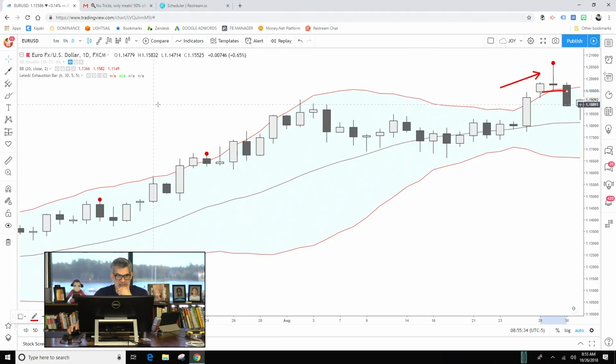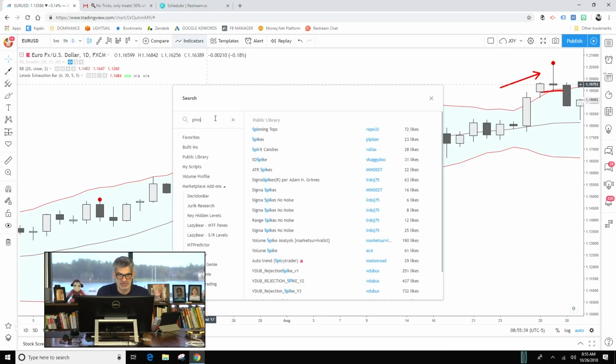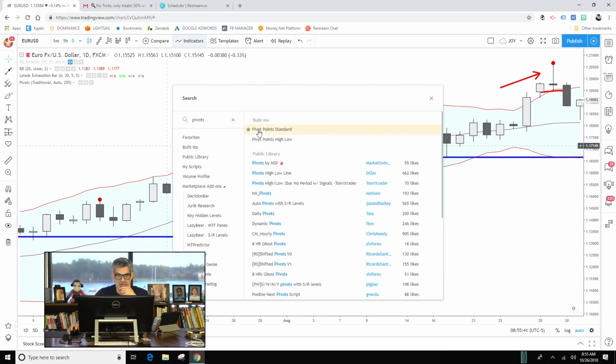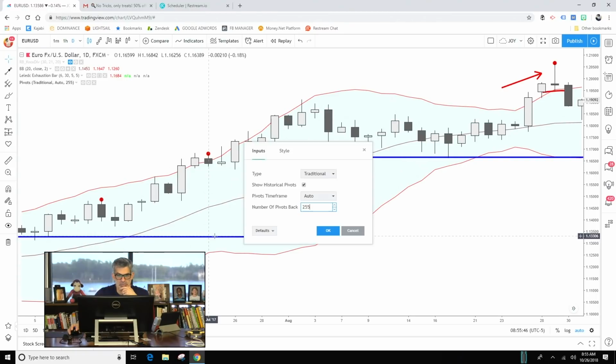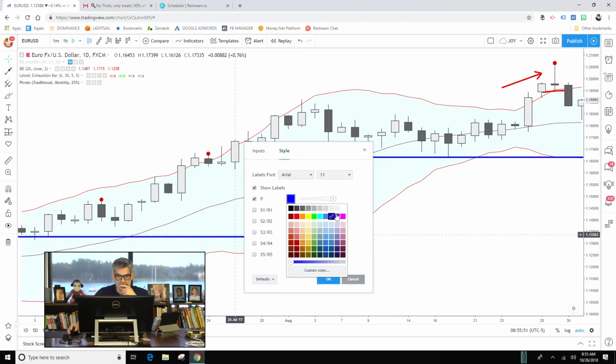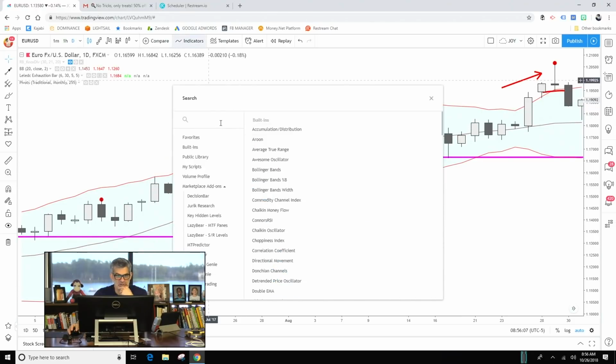I could also maybe use, you know I love pivots. What if we used pivots? And what if we used monthly pivots? Color those purple. Those look good. So what if I used a profit target of a monthly pivot? That seems completely reasonable. You know I like weekly pivots too. Let's just put those on there too.